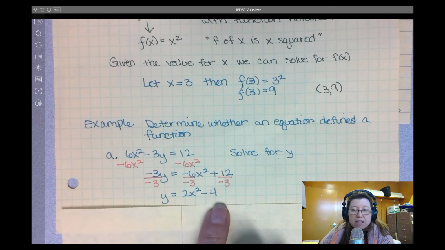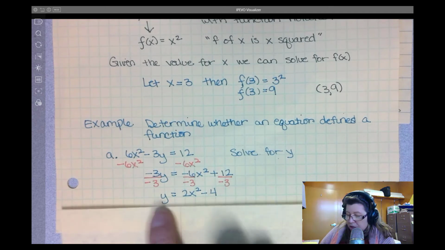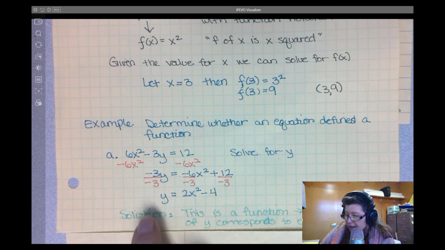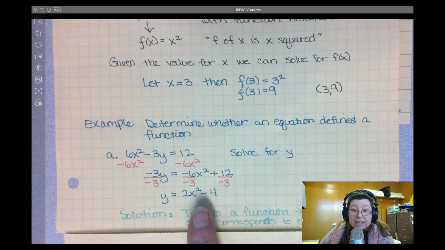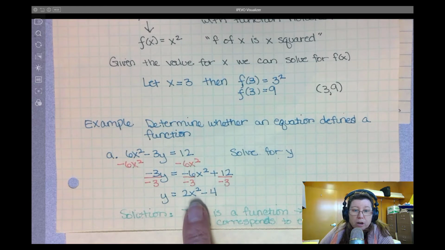Dividing by negative 3, we end up with y equals 2x squared minus 4. Now I'm going to change this into function notation, and that would just be something like f of x equals 2x squared minus 4. Now this is a function, because if you put in an x, it goes directly to a y. So I'm going to put in 1, just for argument's sake.